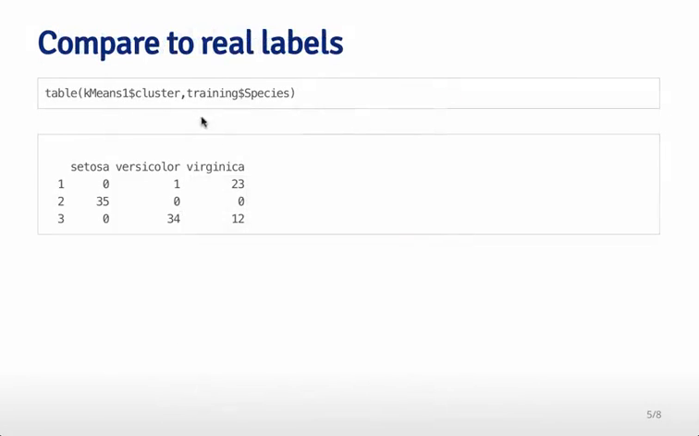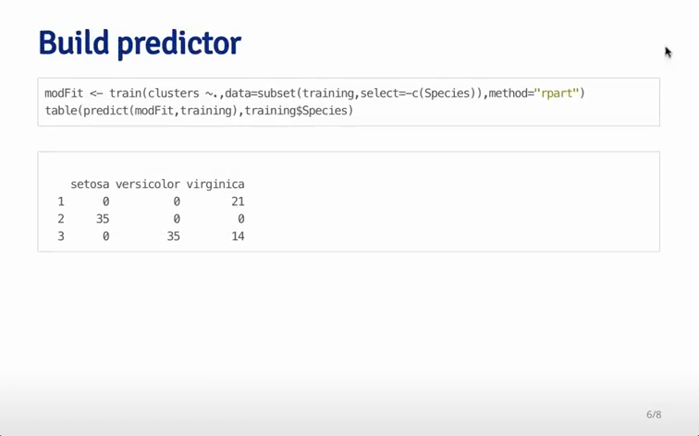So in this case, I can make a table of the cluster versus species, and I can see that cluster 2 corresponds to this species, cluster 3 corresponds to this species, and cluster 1 corresponds to this species. So in general, I wouldn't know what those species names were, and I would have to come up with names for each of my clusters. And then I can fit a model that relates the cluster variable that I've just created to all the predictor variables, and I could do it in the training set. In this case, I'm doing it with a classification tree.